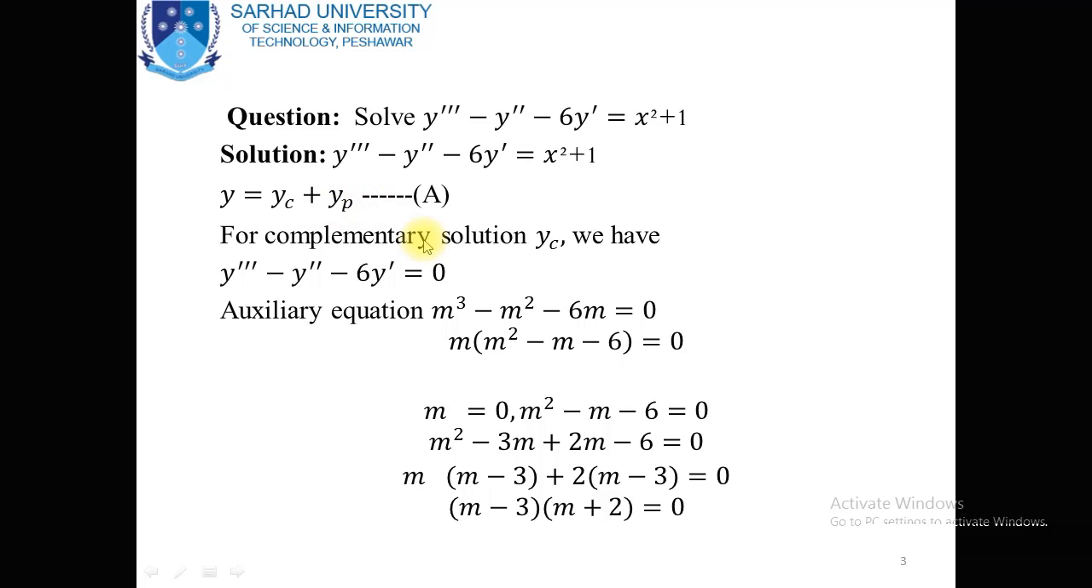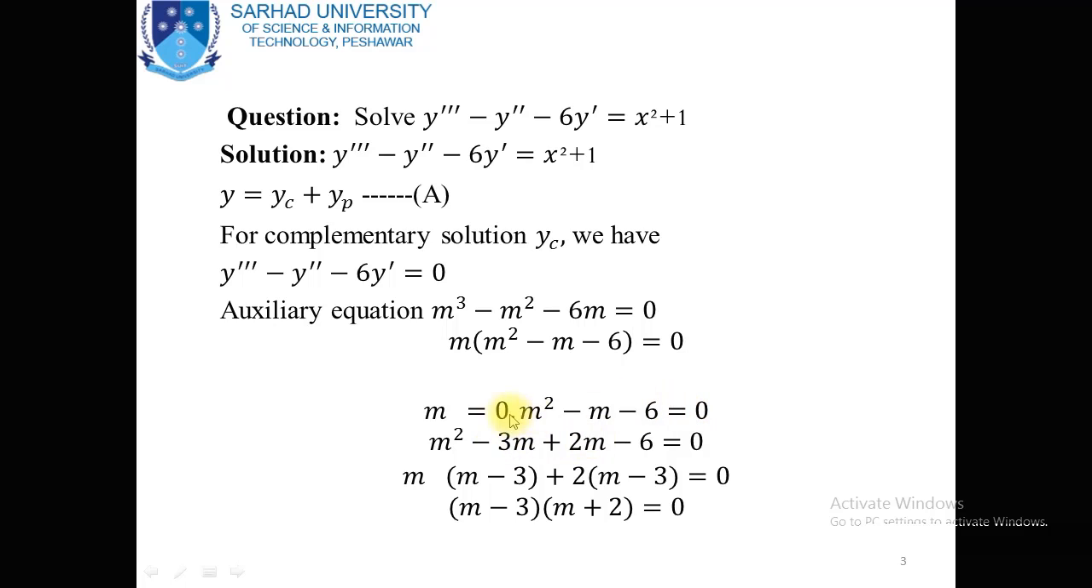For the complementary solution, consider the homogeneous case for this non-homogeneous equation. The homogeneous case is y triple dash minus y double dash minus 6y dash is equal to 0. Now the complementary solution of this homogeneous part depends on the roots of the auxiliary equation and the nature of the roots. So the auxiliary equation for this homogeneous equation is m cube minus m square minus 6m is equal to 0. Now factorize this polynomial: m into m square minus m minus 6 is equal to 0. This implies that m is equal to 0 and m square minus m minus 6 is equal to 0.